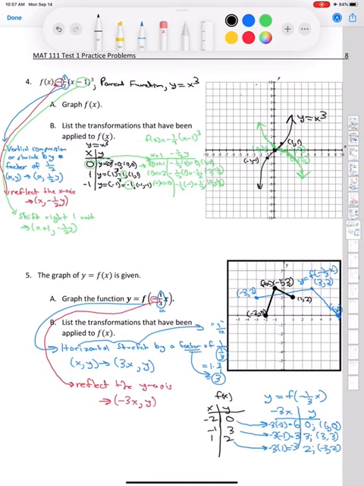So again, 1 over 1/3 simplifies to 3. That's where the 3 came from in our example: multiplying by that factor of 3, giving 3x. And then again, the negative reflects over the y-axis. That's where that negative comes into play, multiplying by a negative.